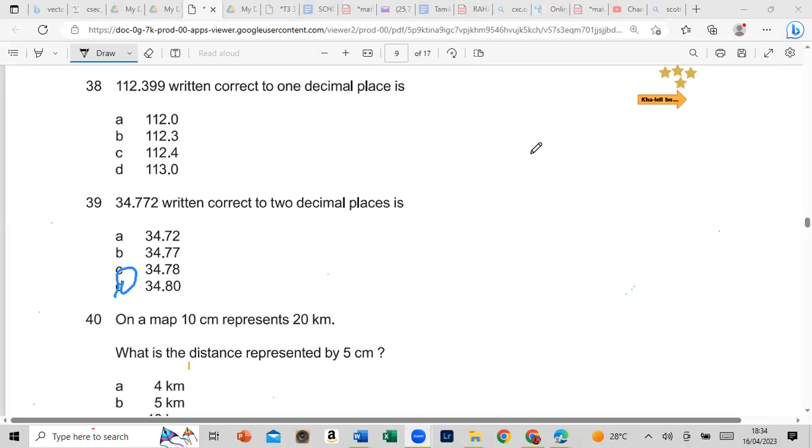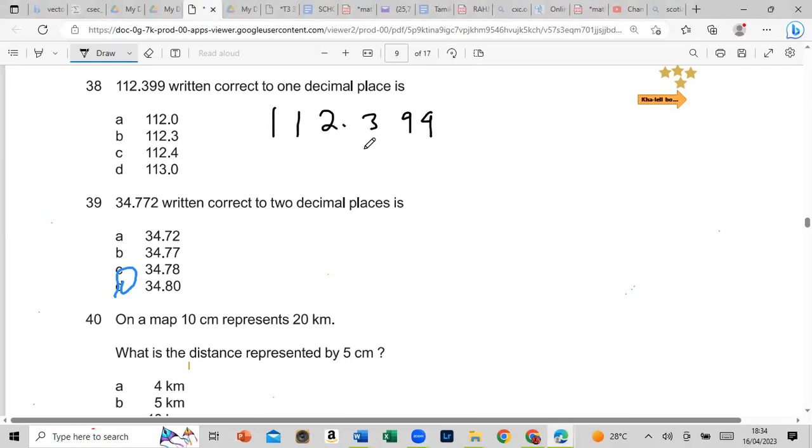Somebody might have feedback. I think you have 2 devices. All right, let me just explain. Question 38: 1 decimal place means that only one number must come after the decimal point. Sir, I got C because 399 is basically 400 if rounded up.